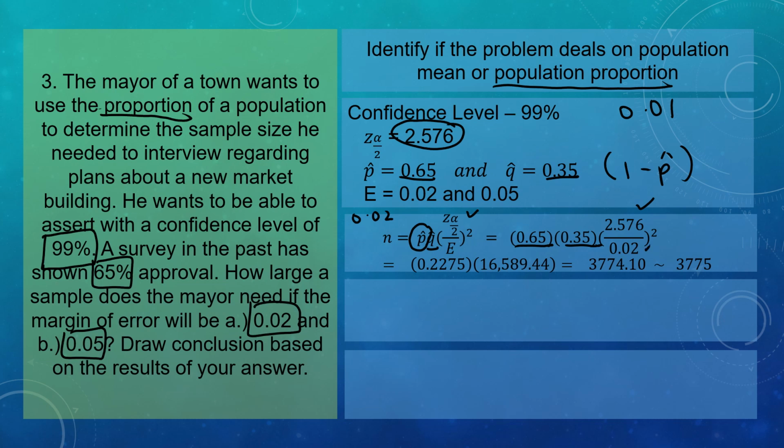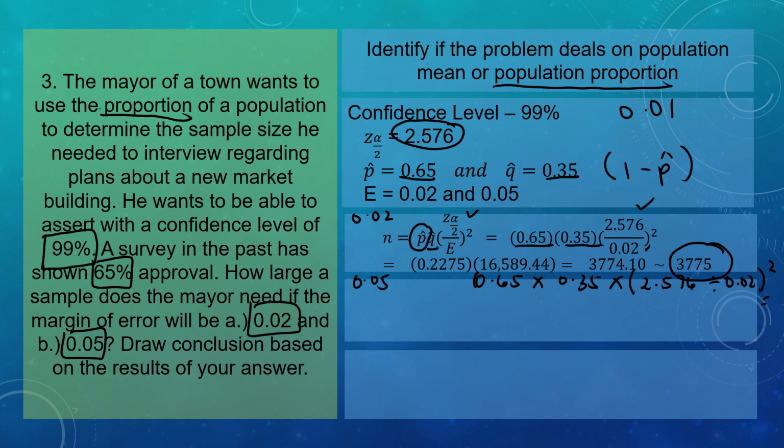Now, how are we going to solve this in your scientific calculator? Just press 0.65 times 0.35 times parenthesis 2.576 divided by 0.02 quantity squared, and then press equal, and you will be able to have the answer 3,774.10, or approximately equal to 3,775. Now, how about for 0.05?